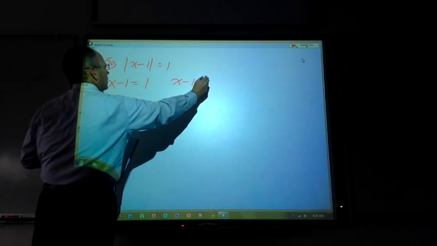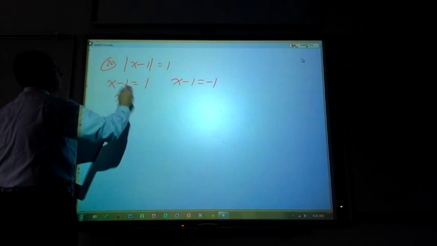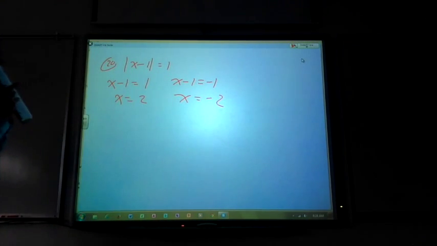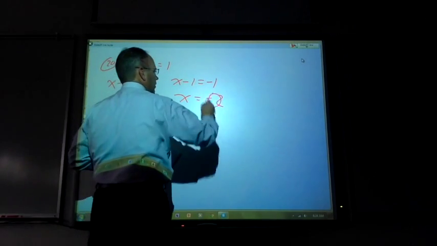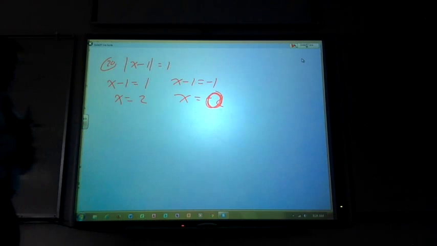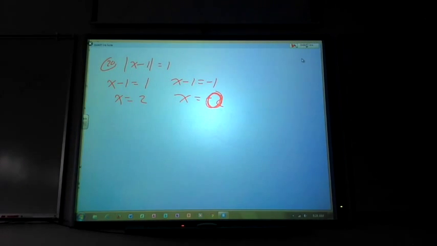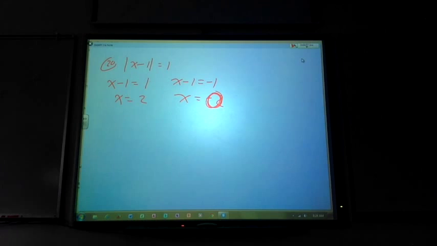2. What's the second problem going to be? X minus 1 equals negative 1. There you go. Plus 1. Oh, wait. That should be 0. Jeez. I can't do math to save my life right now. All right, 2 minus 1 is 1. Absolute value of 1 is? Is 1 equal to 1? Yes. Wouldn't it be x equals 0?